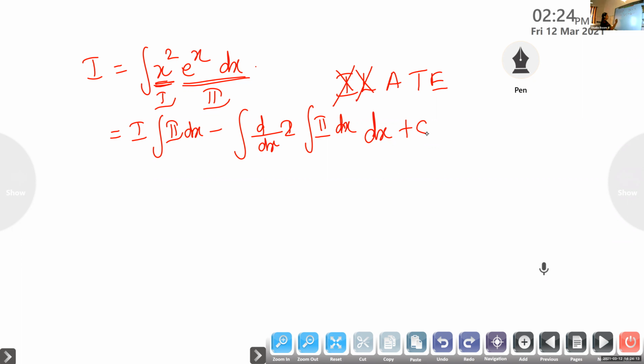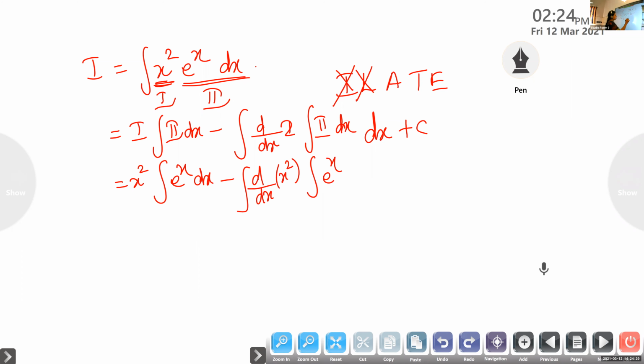First function x square, integral of second function e raised to x, minus integral of derivative of first function d by dx of x square, integral of second function into dx plus c. So that is x square. Is it correct, Annette? Yes, can you repeat?